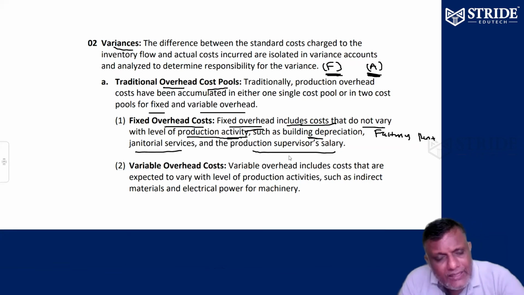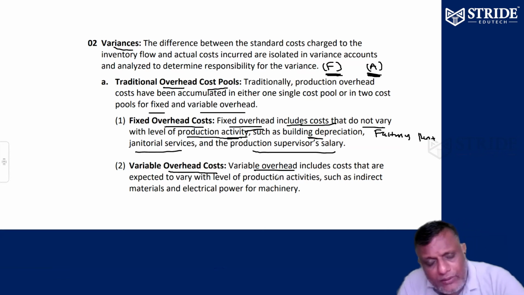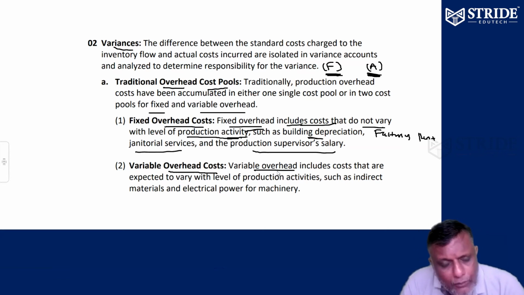Anything fixed, irrespective of output, is fixed overhead. Anything variable is called variable overhead. So the more we produce, the more material, the more labor, and the more variable overheads. That's it. It varies with the level of production activity. For 1 unit, this is the cost; for 2 units, times 2; for 3 units, times 3.